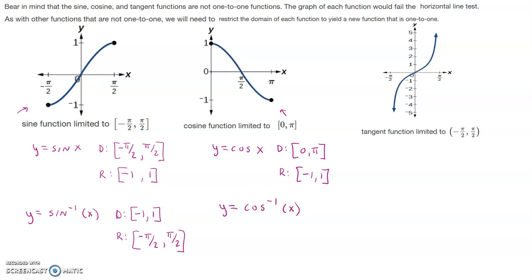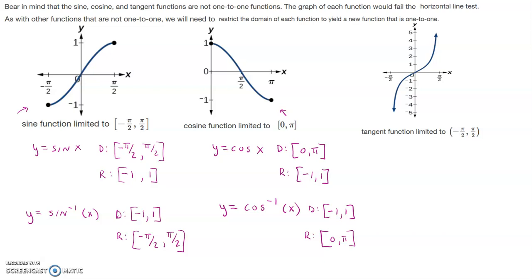If we take a look at the inverse cosine function, remember that the range of our original is going to become the domain of our inverse. So we're looking at negative 1 to positive 1. And our range is going to be from 0 to pi.